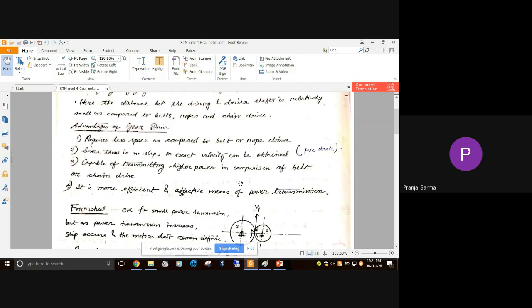Some of the limitations we have already mentioned. When the central distance is more, then you have to go for wheel drive, rope drive, etc. But in case of gears, generally the central distance is less. That is somewhat of a limitation, you can say.